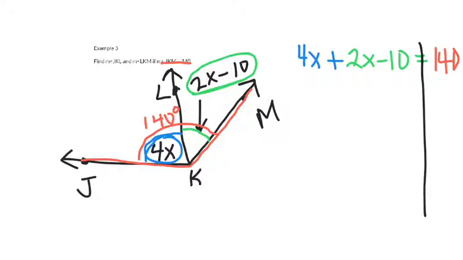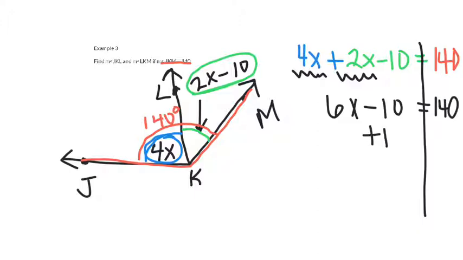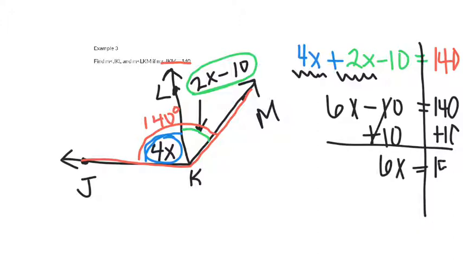Alright, when solving the equation, combine your like terms. 4x and 2x are like terms, so that'll be 6x minus 10 equals 140. Add your constant before your coefficient, so we'll get 6x equals 150, and then divide by your coefficient. So 150 divided by 6, x would be 25.